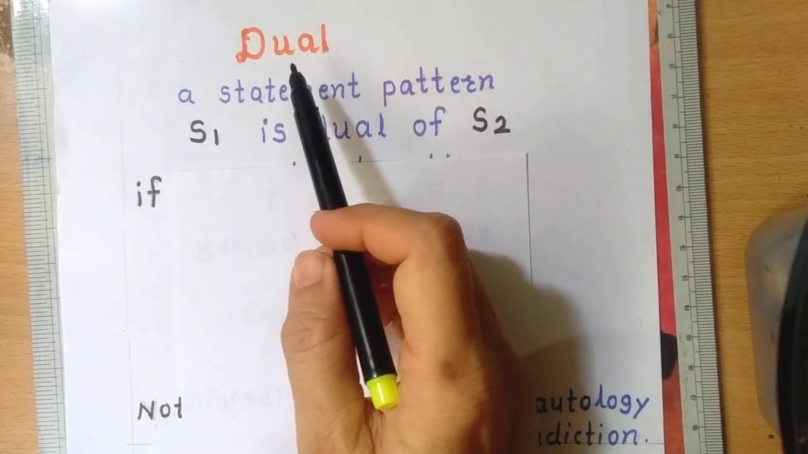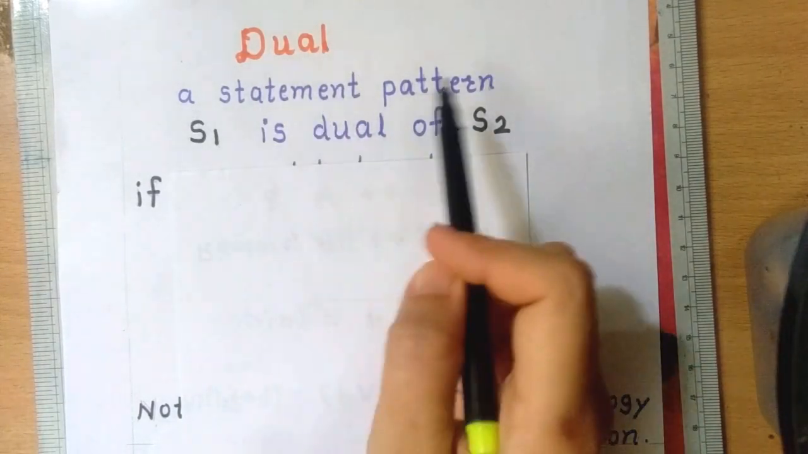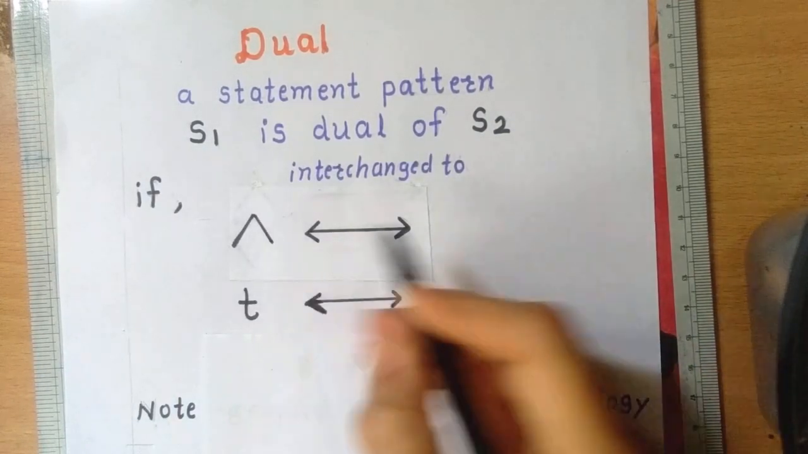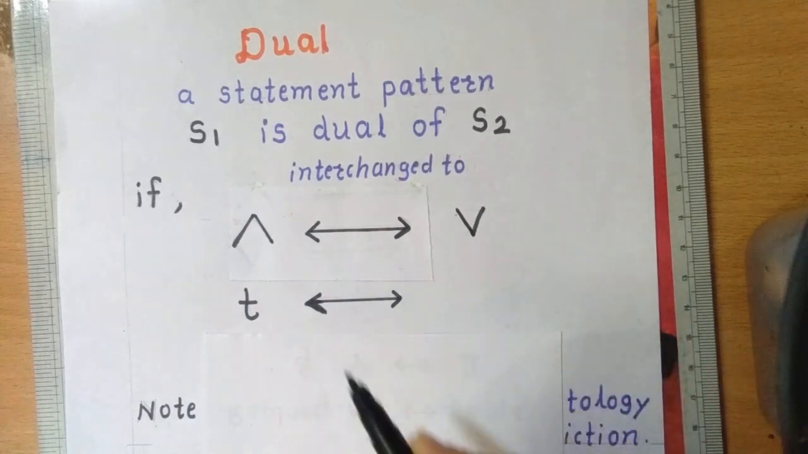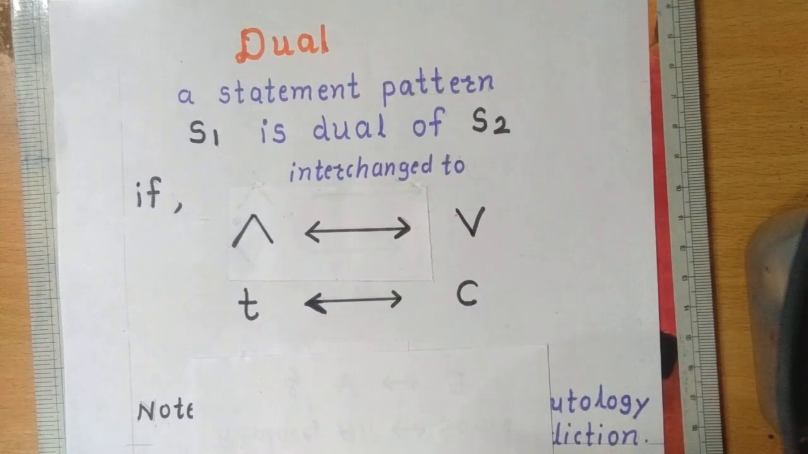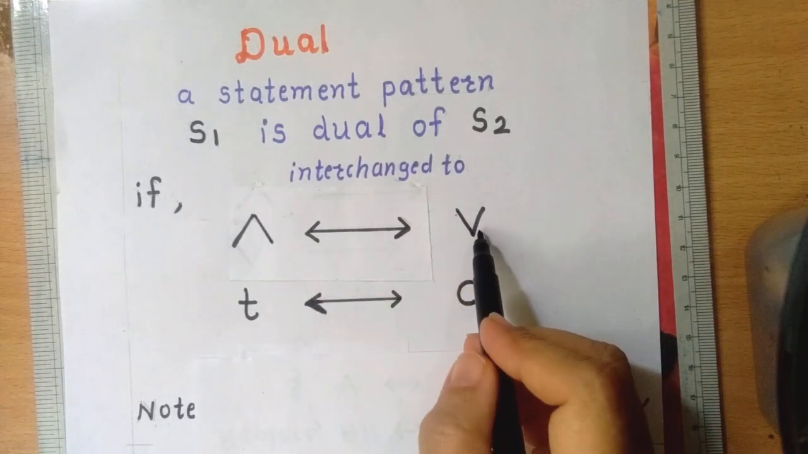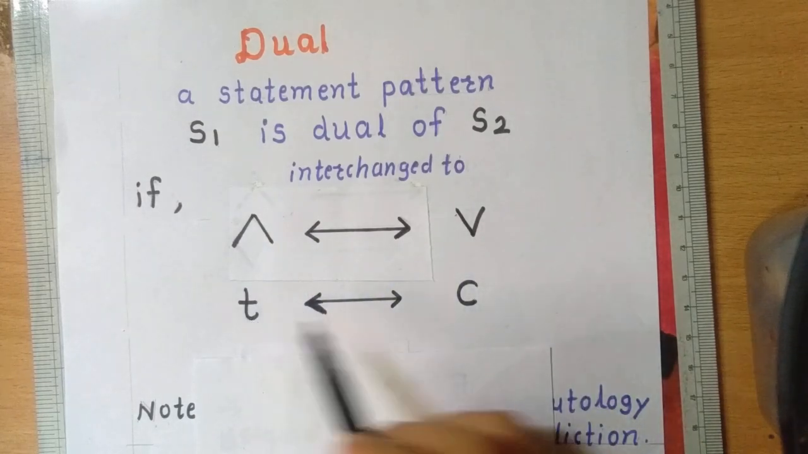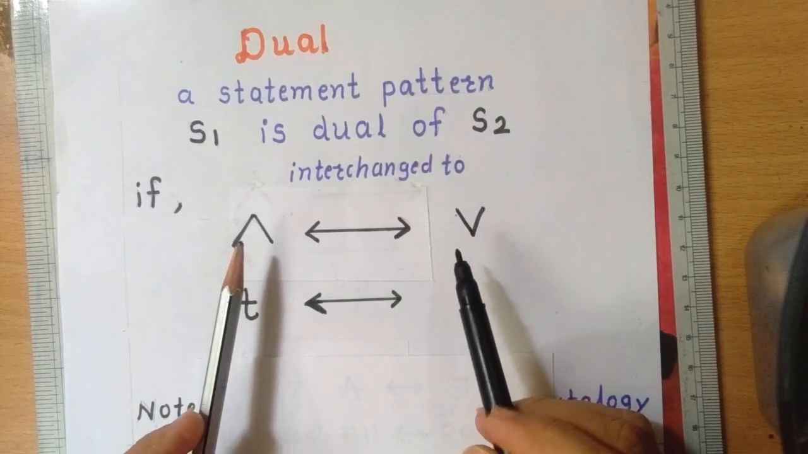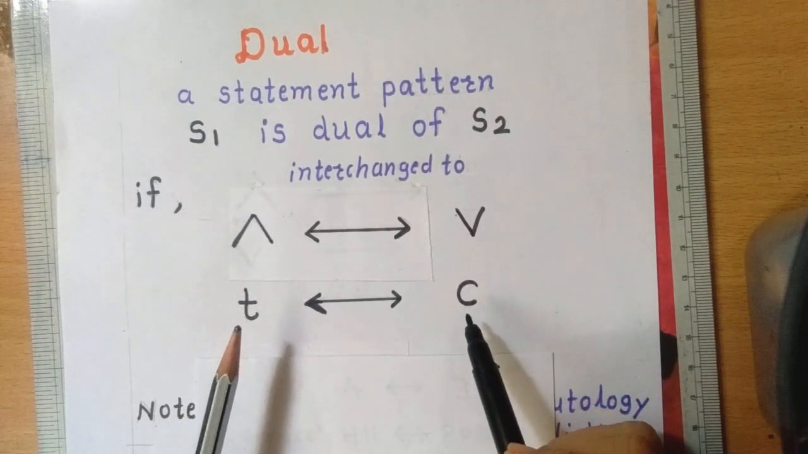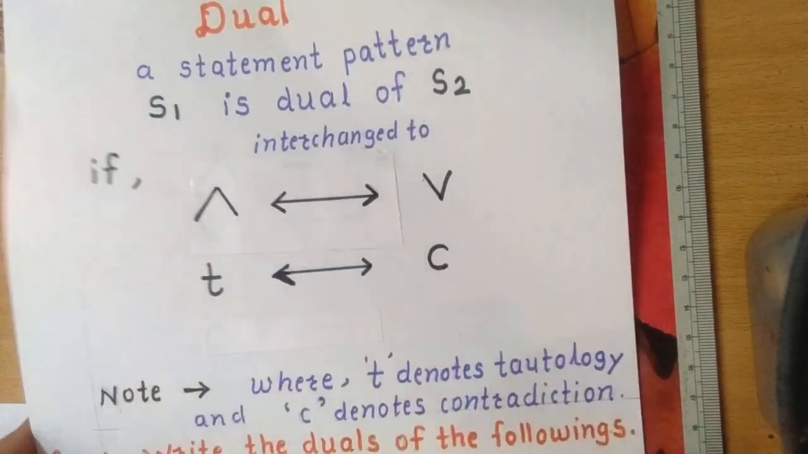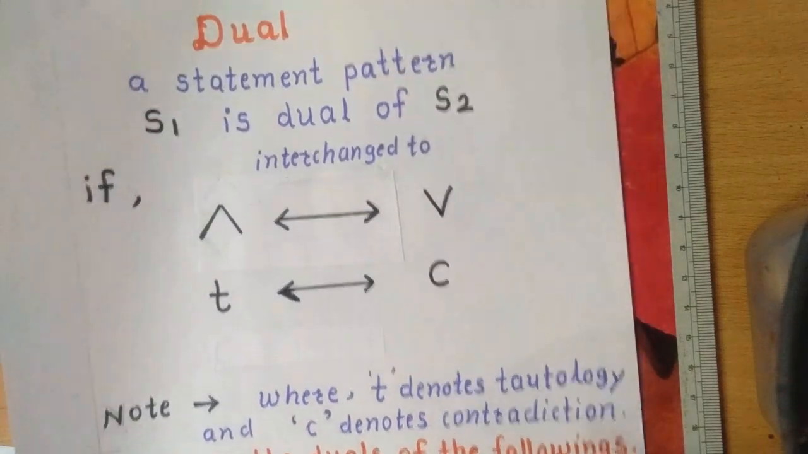Now let's see our next point, dual. A statement pattern S1 is the dual of S2 if conjunction is interchanged to disjunction and T is interchanged to C. That means you have to replace conjunction with disjunction, disjunction with conjunction, and T with C or C with T. These two connectives are duals of each other, and T and C are also duals of each other. Here T means tautology and C means contradiction.